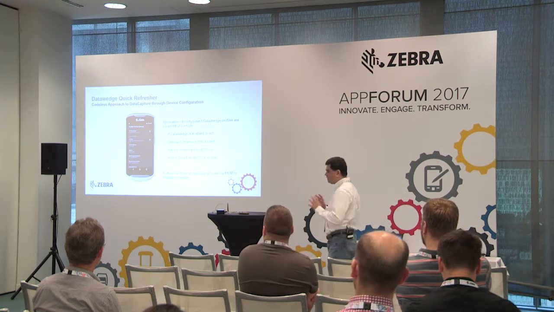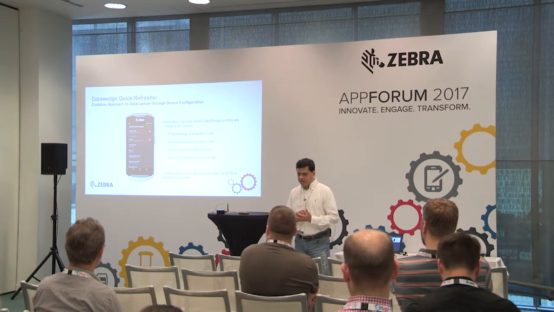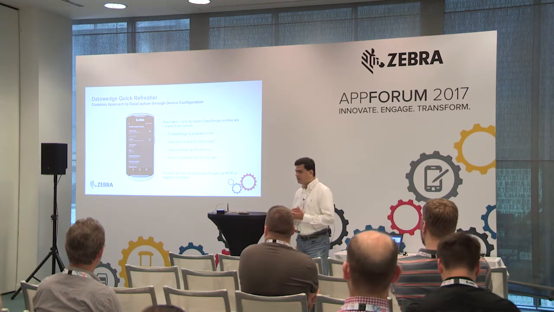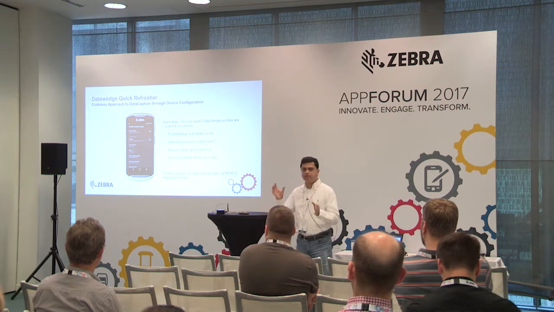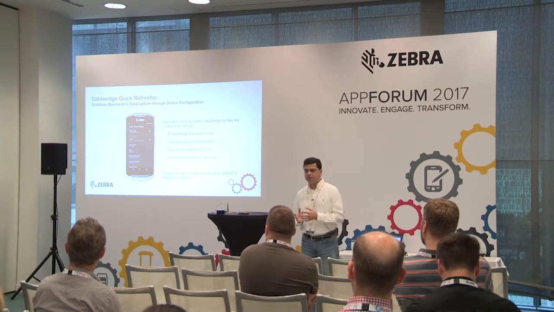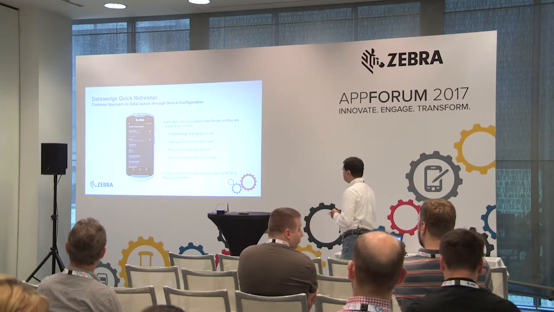Okay, let's get into it. The agenda today is to understand Data Wedge a little bit, understand EMDK APIs a little bit, and then understand Enterprise Browser a little bit, and at the end, go back and see what the pros and cons are for all these options. If you're using Data Wedge, or if you're using EMDK, what do you need to do to make the best out of it? Or should you be using EMDK? Should you be using Data Wedge? If you are using EMDK, is Data Wedge a better option for you? So that's the agenda today.